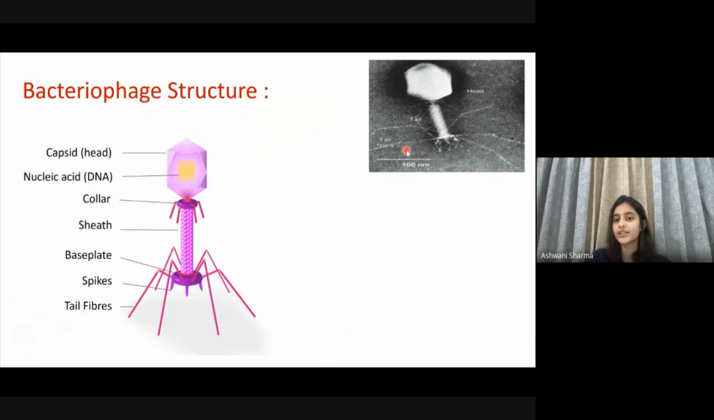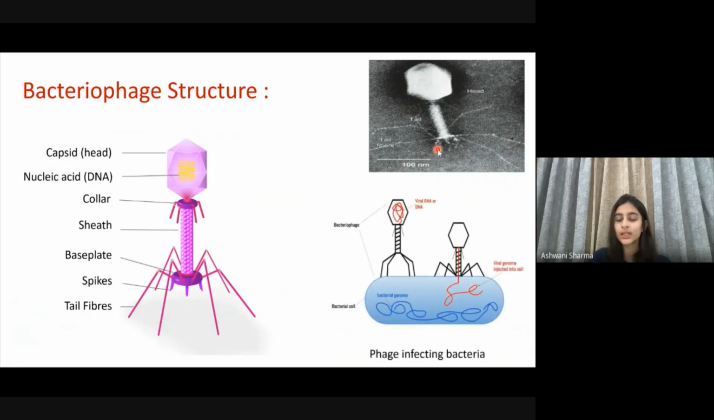This is how a bacteriophage would look under the microscope, and here we can see the different parts like the head, the sheath, the tail fibers, etc. Here we can even see the spikes. So how a bacteriophage actually infects the bacteria is that the tail fibers first land on the bacteria, then it injects its spikes to get a better grip on the bacteria. And just like an injection, it injects its DNA into the bacteria.